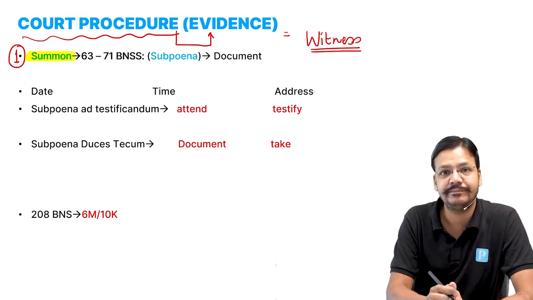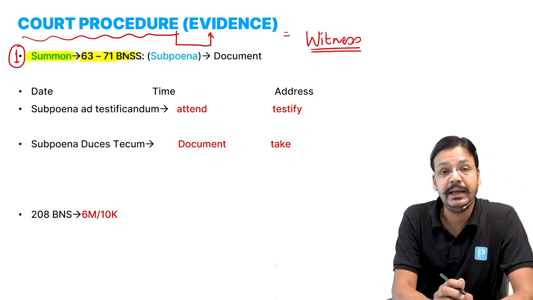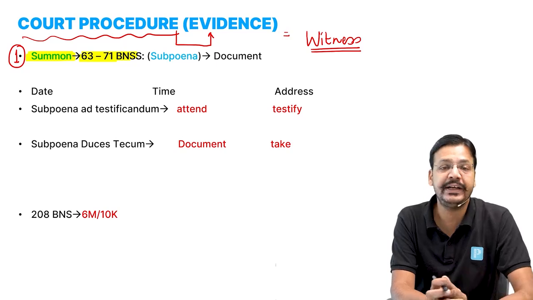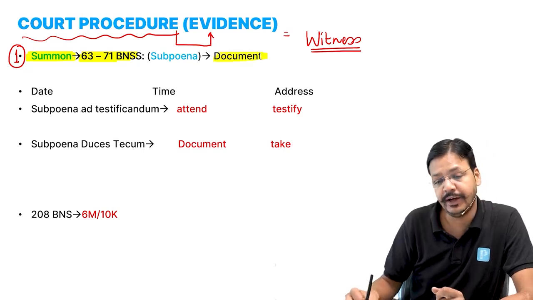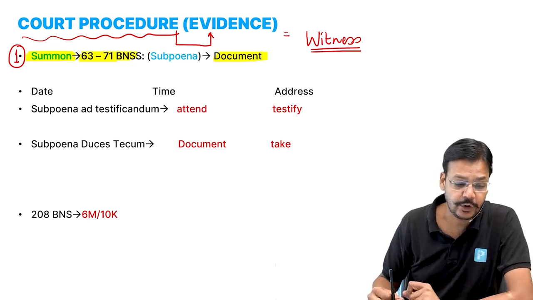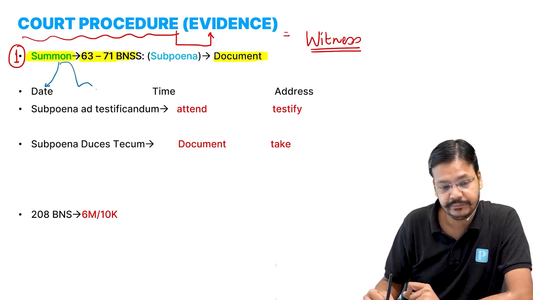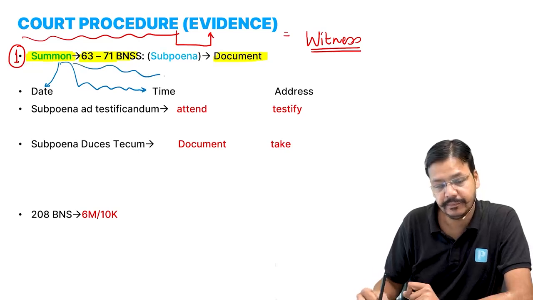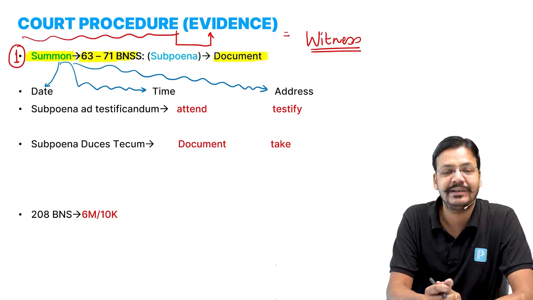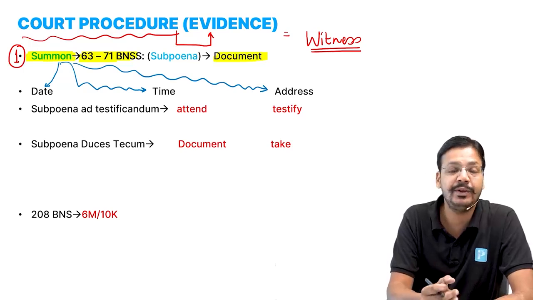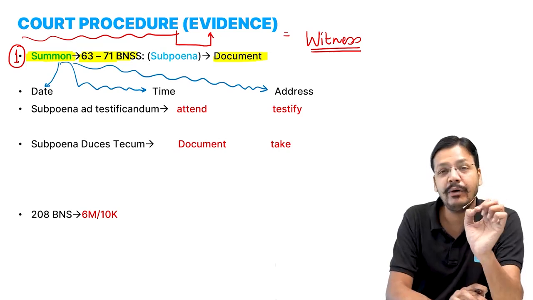Summons is a procedure, a part of sections 63 to 71 of BNSS. So courts send a summons to the witness. The summons is a document, and on this document the date is given, the time is given, and even the address of the court is given. For example, date 25 January, time 10 a.m. in the morning, and address Saket Court or Patiala Court. You have to attend the summons.